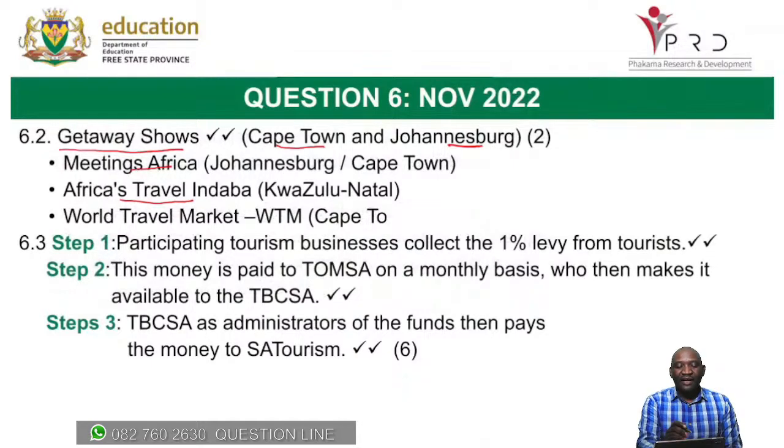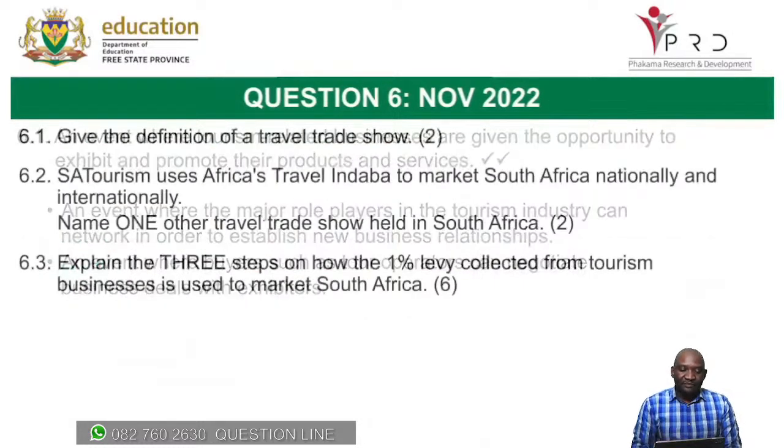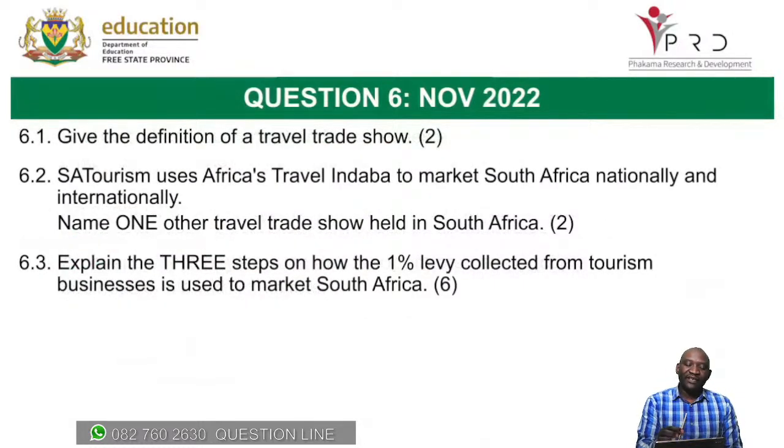This is one that the question is talking about. The World Travel Market also has African editions, and we find that one happens in Cape Town. But I love question number 3, which says: explain 3 steps on how the 1% levy collected from tourism businesses is used to market South Africa.